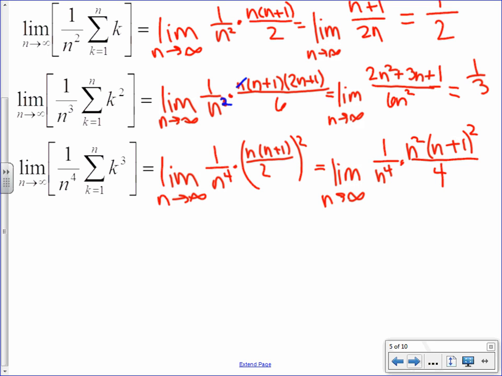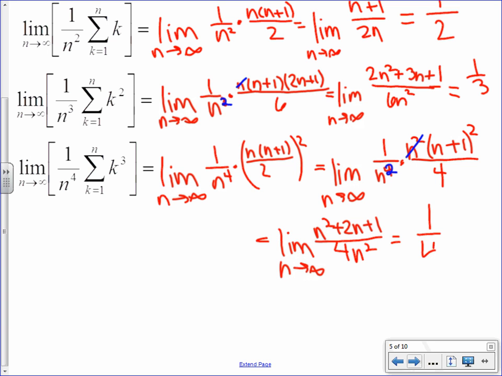Okay. So these two n's cancel out with 2 of those. Do you agree? Okay. So we really have the limit as n approaches infinity of n squared plus 2n plus 1 over 4n squared. And it's 1/4. Crazy. Good job.